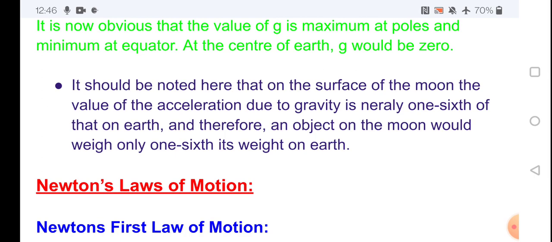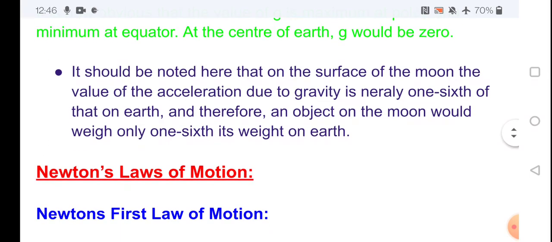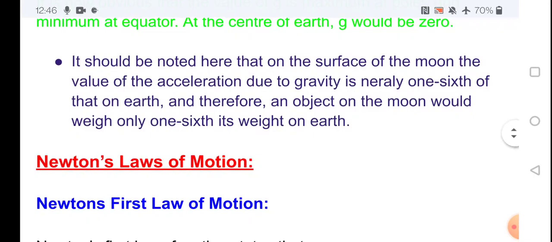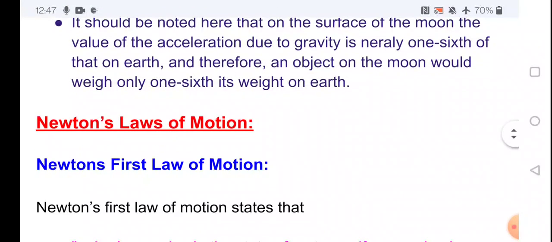For example, if the weight of an object on the earth is about 6 kg, then the weight of the same object on the moon is equal to 1/6 into 6, that is equal to 1 kg. So the weight of the object on the moon is 1/6 of the weight on the earth.